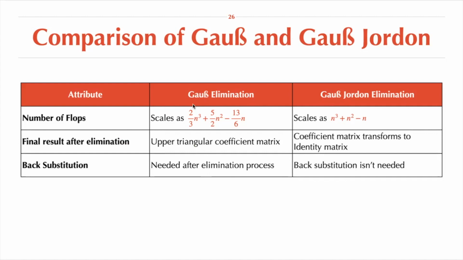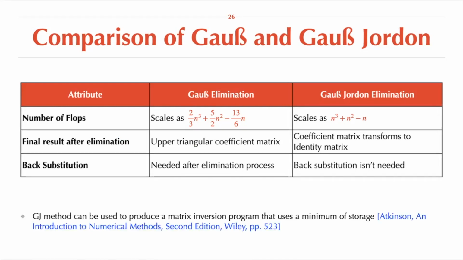For Gauss elimination you will eventually have to perform back substitution, but this is not needed in the case of Gauss Jordan elimination. So you may say maybe Gauss Jordan elimination is a wasteful process and maybe it's not used anywhere, but that's not the case. This method can be used to produce a matrix inversion program because of some reasons. I'm not so sure, but if you're interested, you can read this book. I'm also giving the page number: it is given on page number 523.